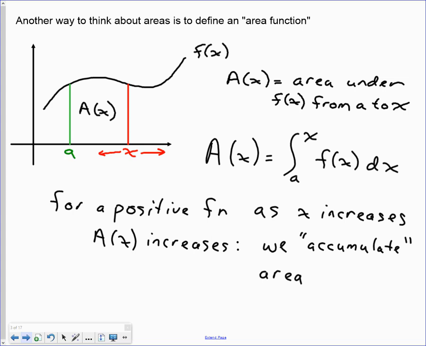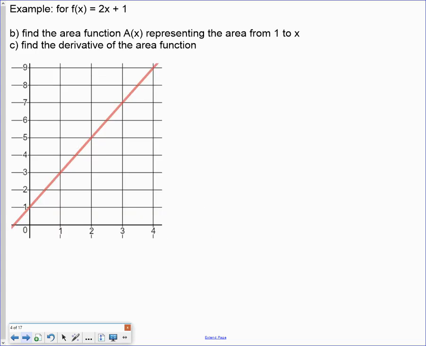Make sense? Okay. Now, we'll start with a very, very simple example of applying this concept to a function. We've got a linear function, f at x equals 2x plus 1. And what we want to do here is find the area under the curve from 1 to 3 first. Then we'll find an area function representing the area from 1 to whatever value of x that we want. And then for some strange reason, we're going to take the derivative of that function that we find.